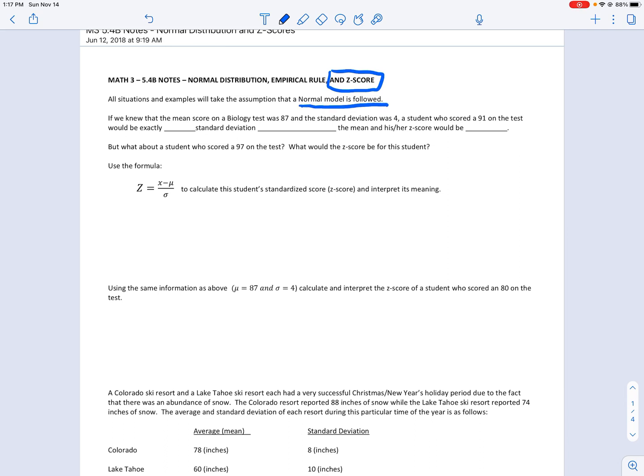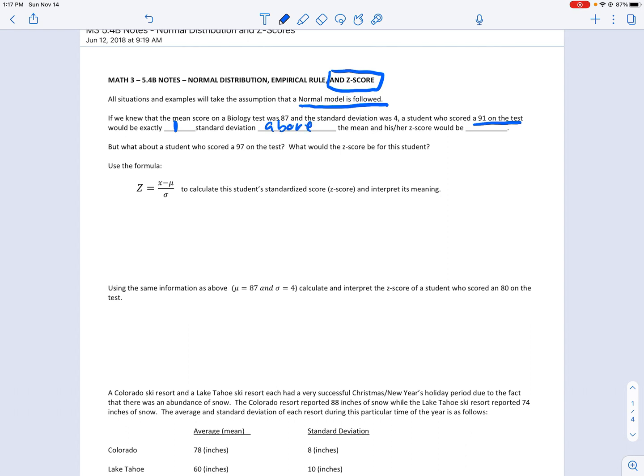Okay. So if we knew the mean score, the average score of the test was 87, and the standard deviation was 4. Alright, so that's what we know. A student scored a 91 on the test. Would be exactly blank standard deviations. So if the average is 87 and they scored a 91, how many standard deviations are they from the mean? They're exactly 1 standard deviation above the mean.